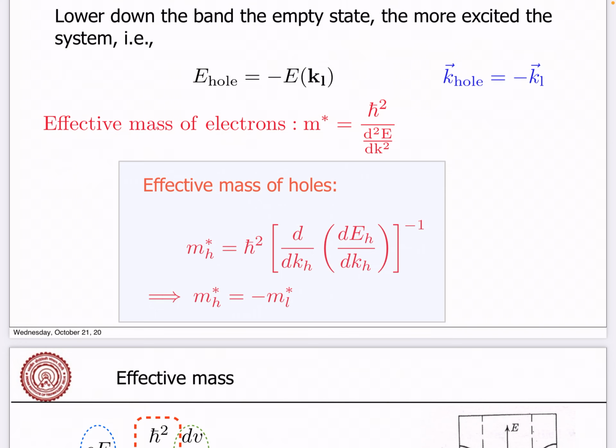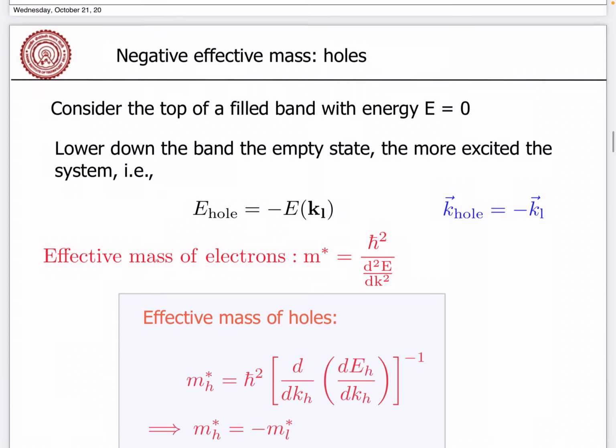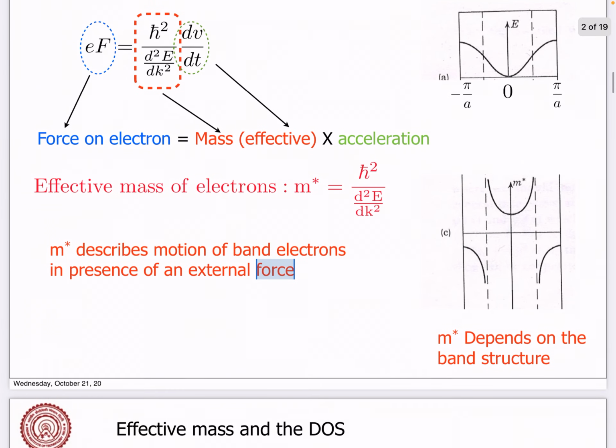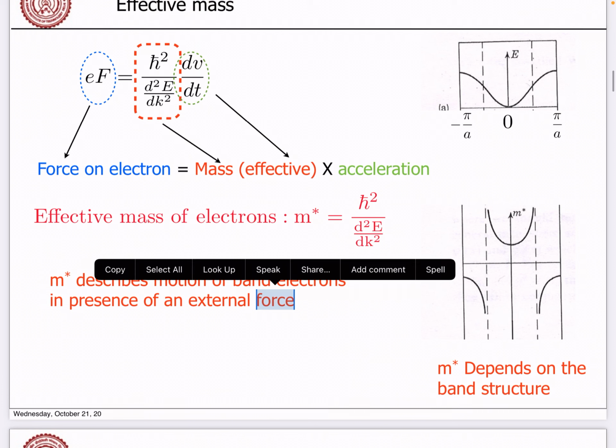Alright, so therefore what we are seeing is that negative effective mass means it is an effective mass of a hole state. If you remember the band structure, what we are saying is that holes in the band you find in the top part of the band, because the negative mass is there, right? The bottom part has the positive effective mass, so these are the electrons. So you have both electron states and hole states.